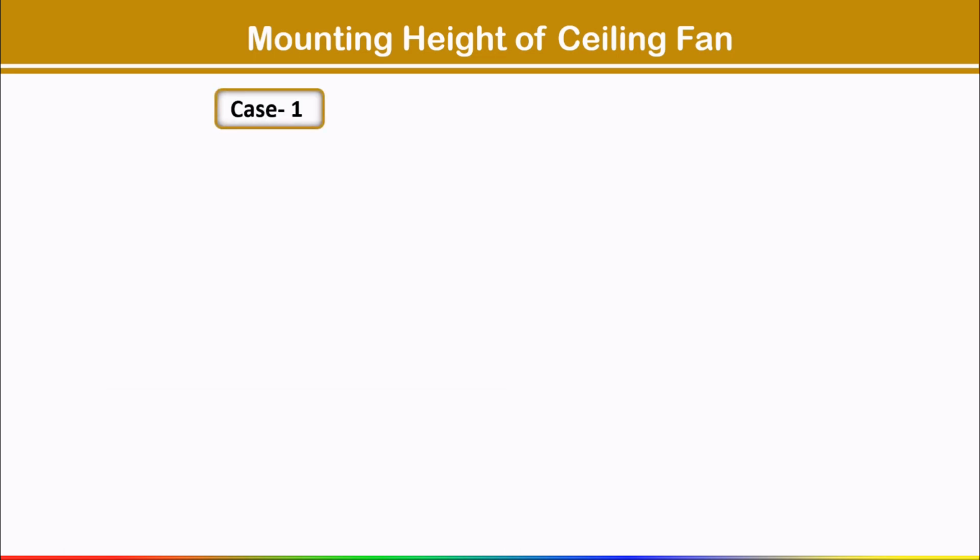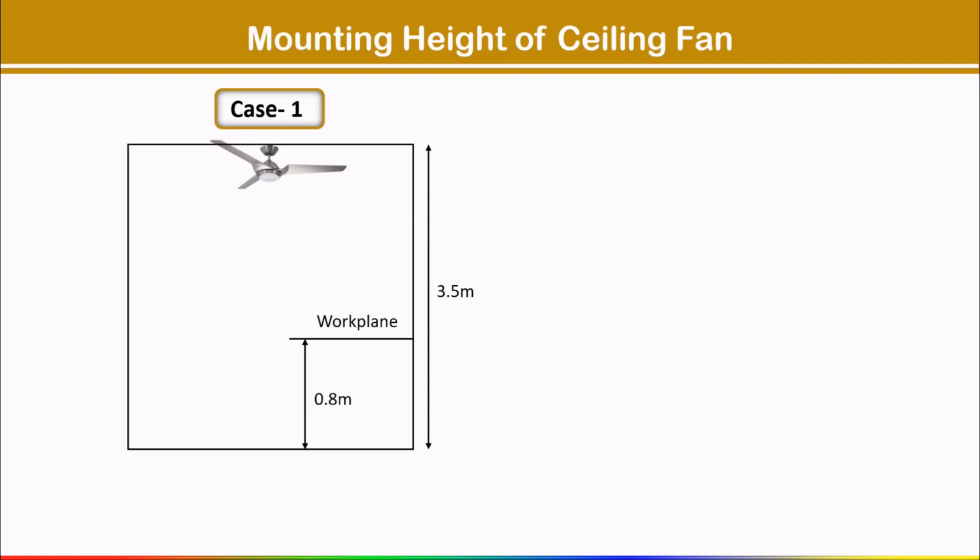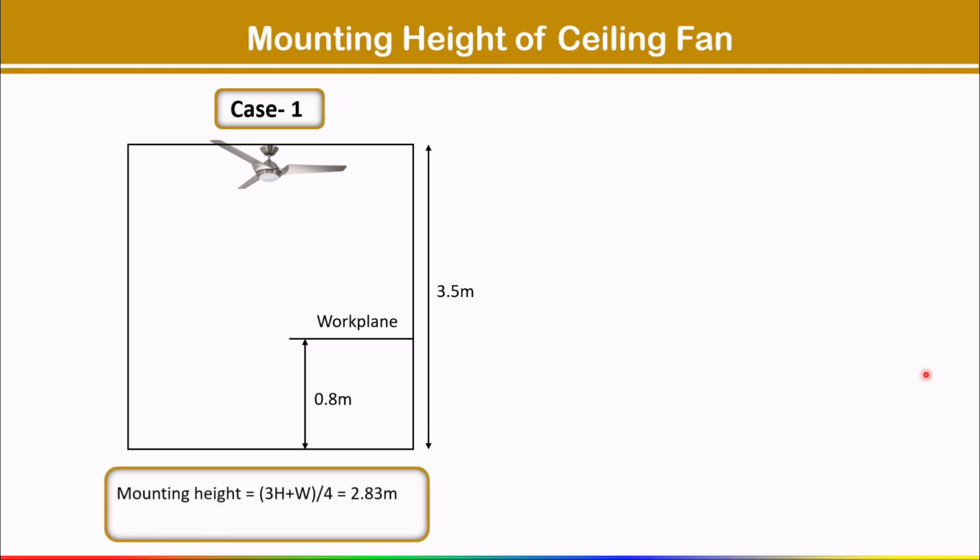Now you see case first is given. In case first, I have taken one room. The total height of this room is given as 3.5 meter, and the work plane height is also given here as 0.8 meter. Here we have placed the fan into the ceiling. I want to calculate the mounting height of this fan blade. To find the mounting height, I told you to use this formula, 3H plus W by 4. H is the total room height, so 3.5. 3 into 3.5 plus W, the work plane height. So you will get around 2.83. It means the mounting height of the fan is what?